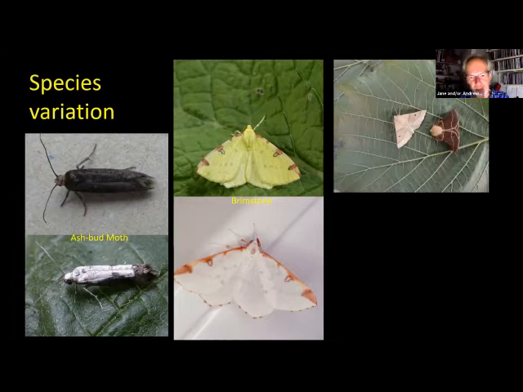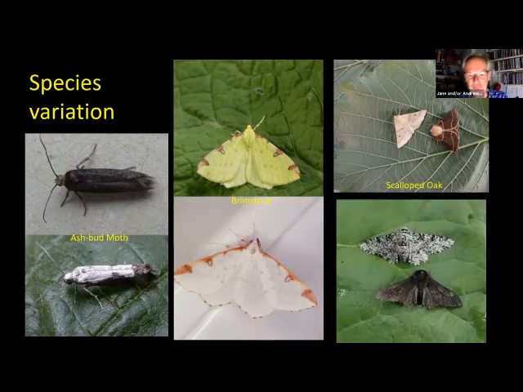And then we have things like the scalloped oak. The one on the left is the normal scalloped oak, which, I don't know, 999 out of 1,000 will look like that. But just occasionally, you get a melanic version where the wing pattern, or the wing colour, I should say, is completely different. The pattern's much the same, but very striking. And if you can happen to get two together to photograph, it makes quite a striking photo.